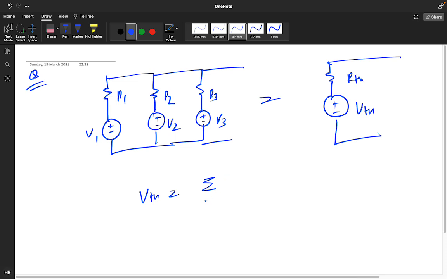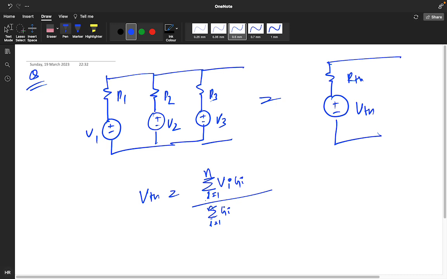Yes, E by R. So we can write it like this also: V1 by R1 plus V2 by R2. So understood. Yes, I can write like this, i equals 1 to 3. We can write like this: Vi into Gi, summation i equals 1 to n, and R1 was R1, our net equivalent was summation Gi.